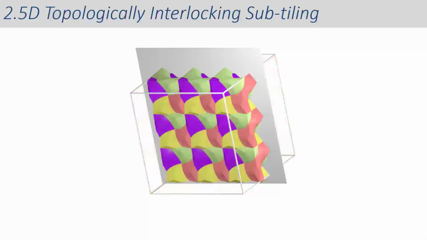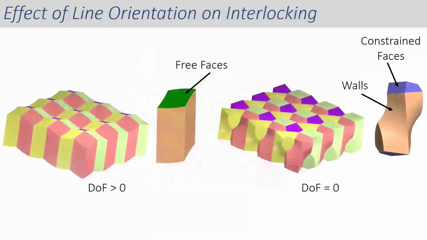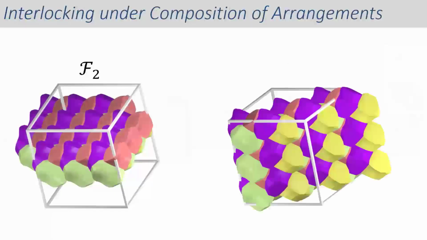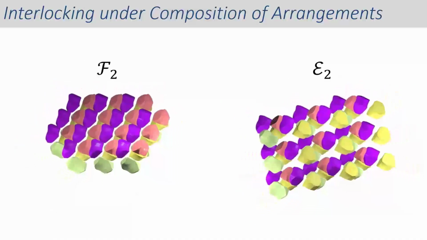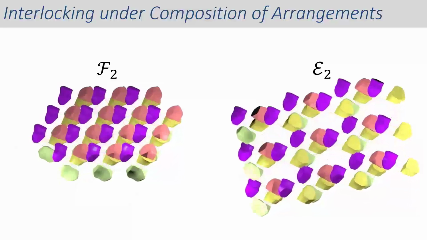We observed that by changing the line angle, the tile can change from greater than 1 degree of freedom to completely constrained with 0 degrees of freedom. Additionally, we studied the interlocking of tiles generated using a composition of arrangements. We found that composite arrangements can assist in interlocking capabilities because of a higher degree of interaction between neighboring sites.